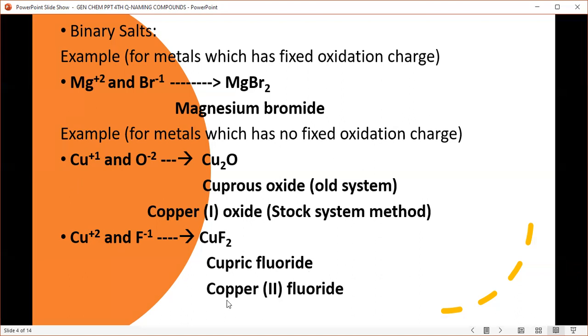Okay, and also we have here in the stock system method the English name for copper. Again, that's simply copper, and enclosed in parentheses we have the original oxidation charge of the copper used in this specific chemical formula, that is 2. And of course, just simply write the stem of the second element, fluor, and just add the suffix IDE. That's going to be copper(II) fluoride. Okay, so I hope that everything is clear for this systematic naming of the different examples in binary salts.